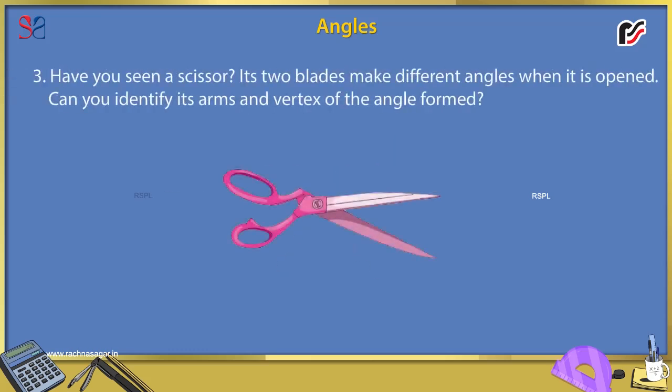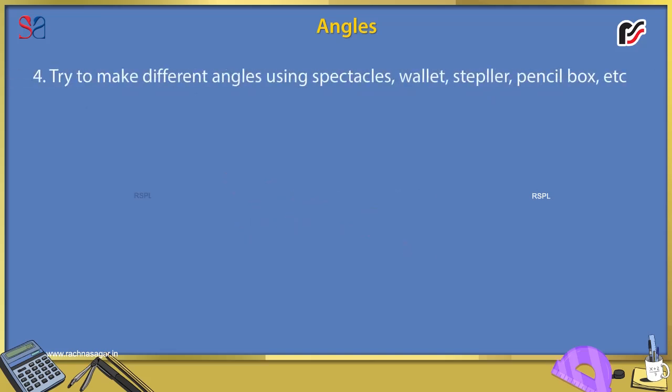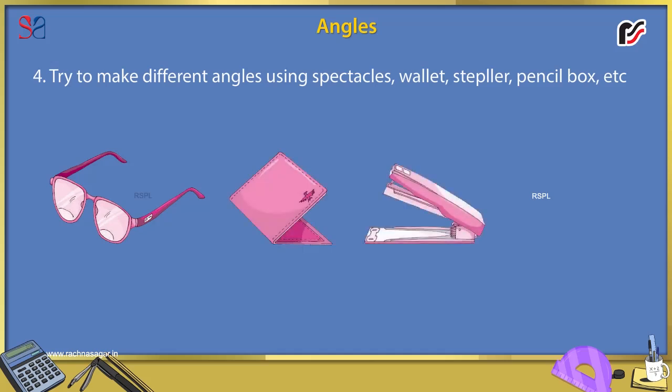Third, have you seen a scissor? Its two blades make different angles when it is opened. Can you identify its arms and vertex of the angle formed? Fourth, try to make different angles using spectacles, wallet, stapler, pencil box, etc.